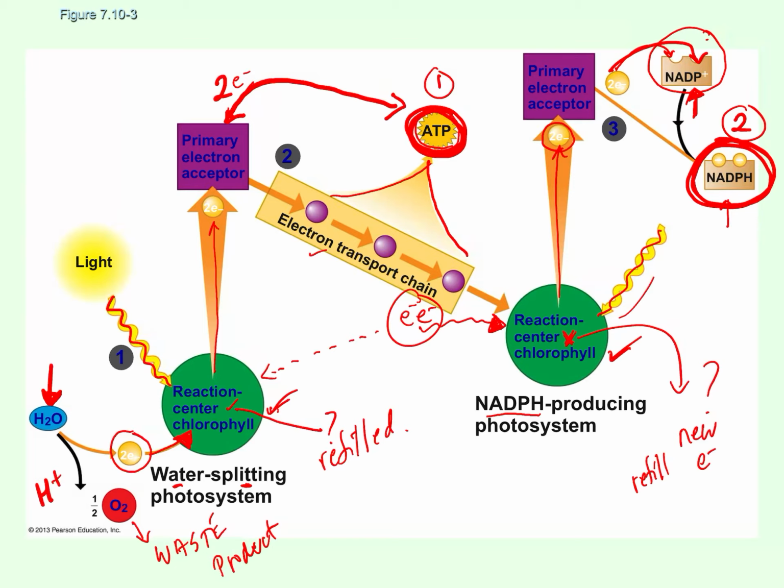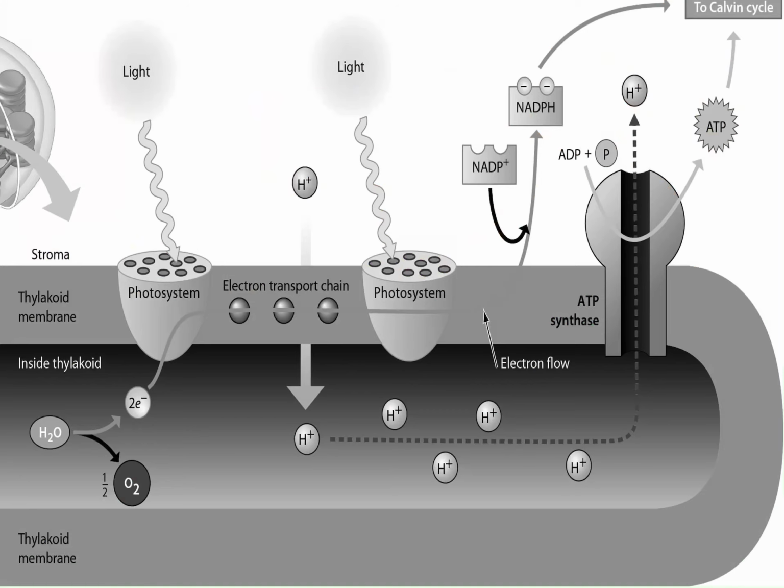So let's take a look at this one more time in a different way. I just want to make sure you guys really understand this. Okay, so here's the first photosystem. Okay, so what are these little gray circles representing? Those are representing pigments, right? And the sunlight's coming in, and what's going to happen is that 2 electrons are going to get pulled up, right? So 2 electrons are going to shoot away from that reaction center chlorophyll.